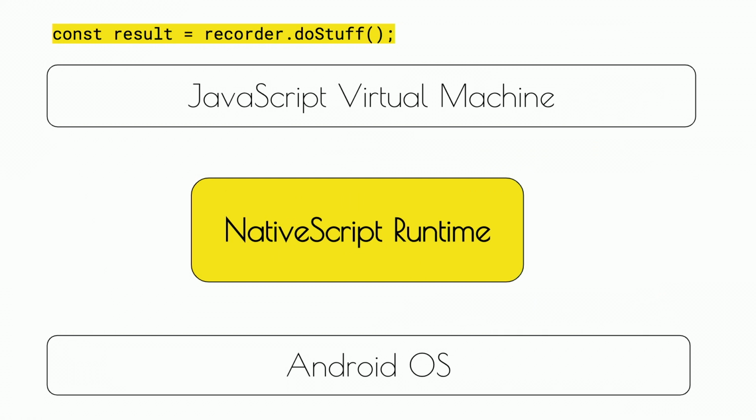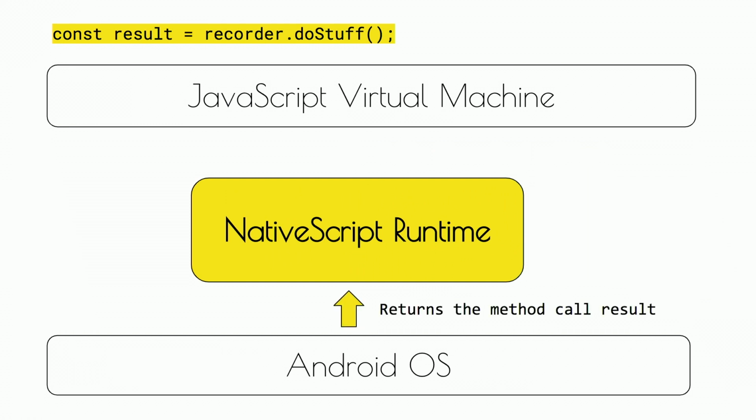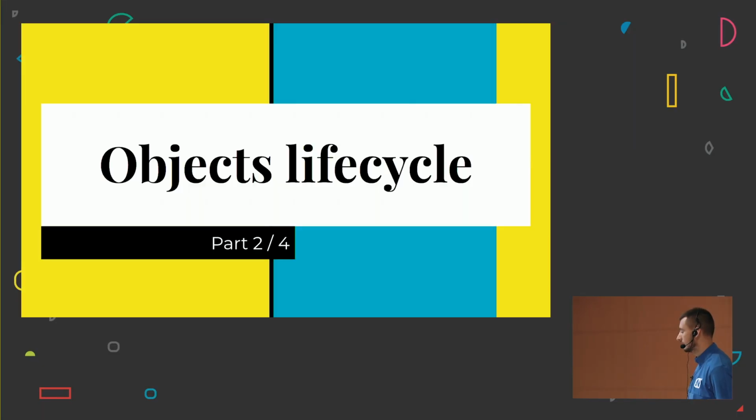Accessing methods is pretty much the same. As you can see, we get the method callback and invoke the original method on the native Java instance. After we have a response, we return it to JavaScript, marshalled. And we saw how we can use native APIs. We saw how we can create native objects through JavaScript.